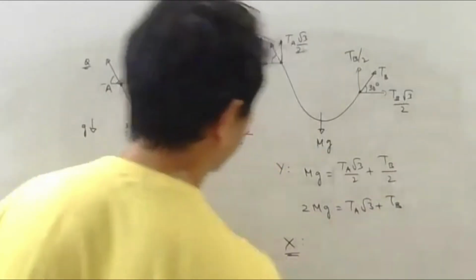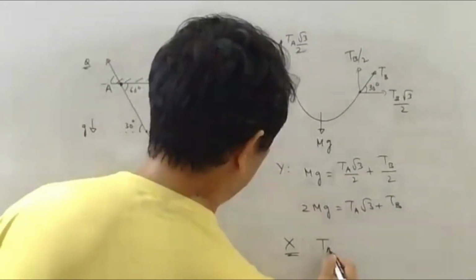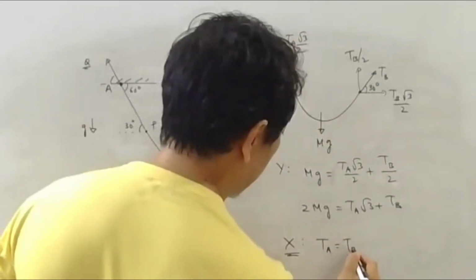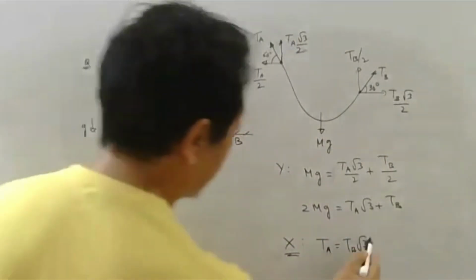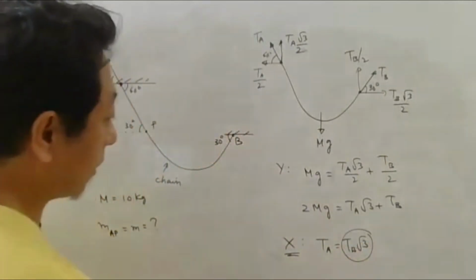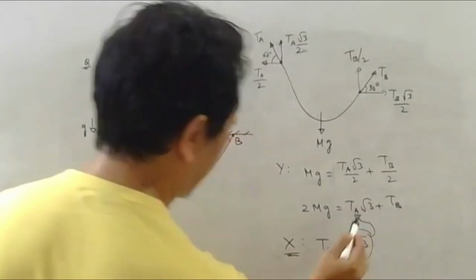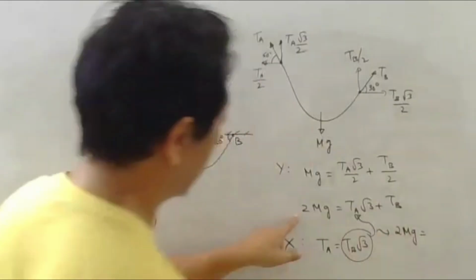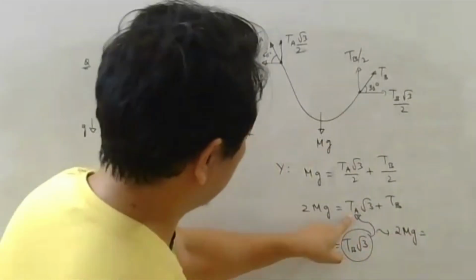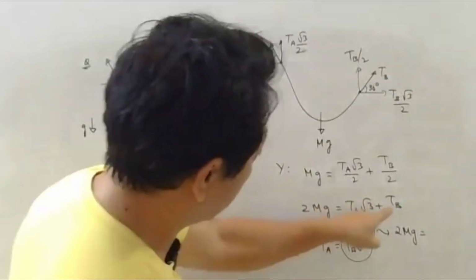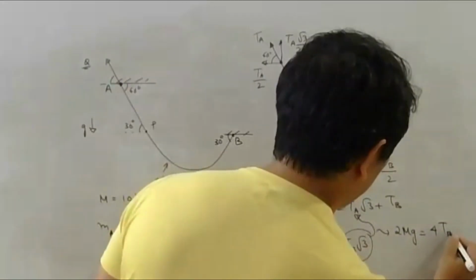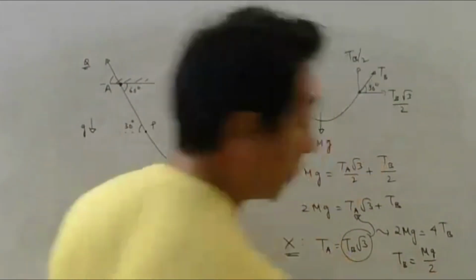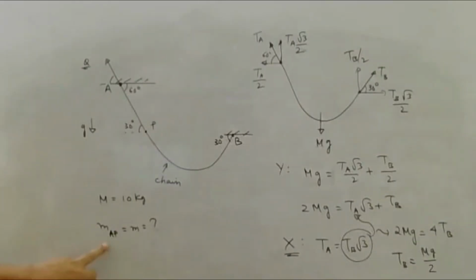Along x-axis, TA by 2 will balance TB root 3 by 2. So I can just write TA equals TB root 3. If I substitute in place of TA, what will I get? 2 mg is equal to TB root 3 times root 3, that is 3 TB, plus TB, 4 TB. So tension at B will be what? mg by 2.